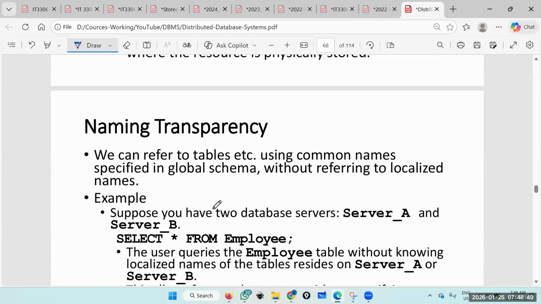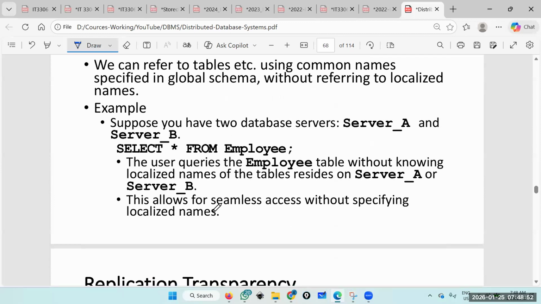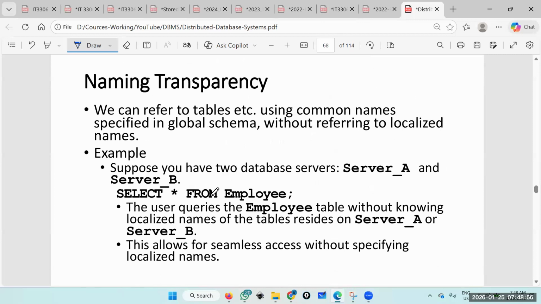Naming transparency means there can be different names used internally, but for you, it's a global naming. You use the global common name specified in the global schema. But in the local schemas, maybe those are using different names. But you don't need to worry about it. So then we call it naming transparency.